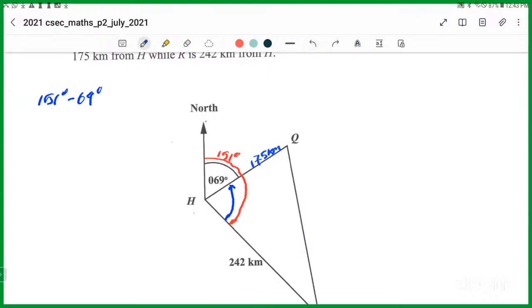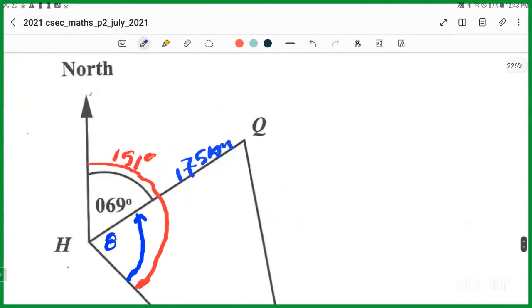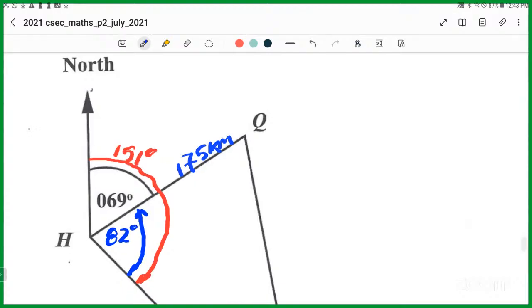When you're expressing it as a bearing, you have to put the 0 in front. When you're just expressing it as an angle, you don't need to put the 0 in front. Here I'm just expressing it as an angle. So 151 minus 69, that's 82 degrees. I leave this on the paper and I write 82 inside there. So this is 82 degrees inside here.